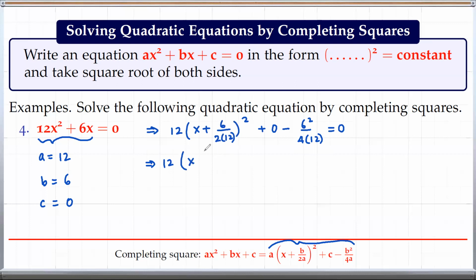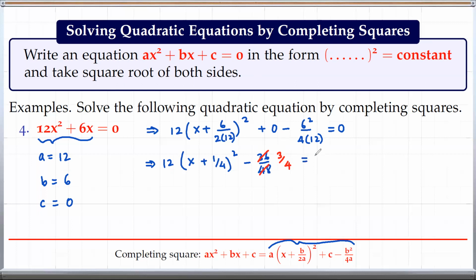So next we want to simplify this setup here. So we get 6 over 2 times 12, which is 6 over 24, which is 1/4, plus, but we have minus over here, so it will come out to be minus 36 over 48. This 36 by 48, we can actually reduce. So we can divide top and bottom by 12. So it will be 3/4.